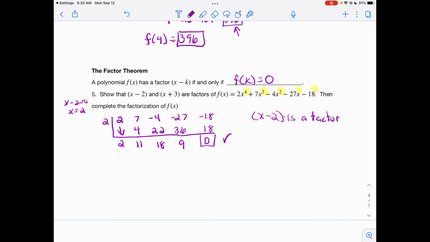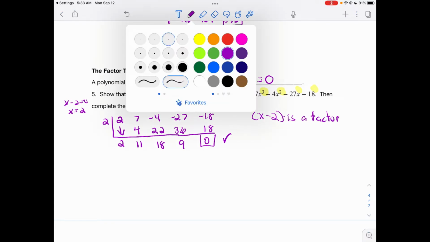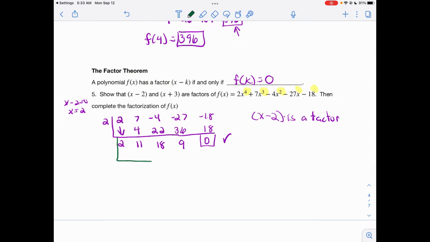Now, to check if x minus 4 is a factor, I can go back to the original polynomial if I want to, or I can take this smaller one and do synthetic division with it. So we can start making our degrees a little bit smaller. It's going to become very important later on. So I'm just going to take negative 3 and divide it into this answer I got in my last problem.